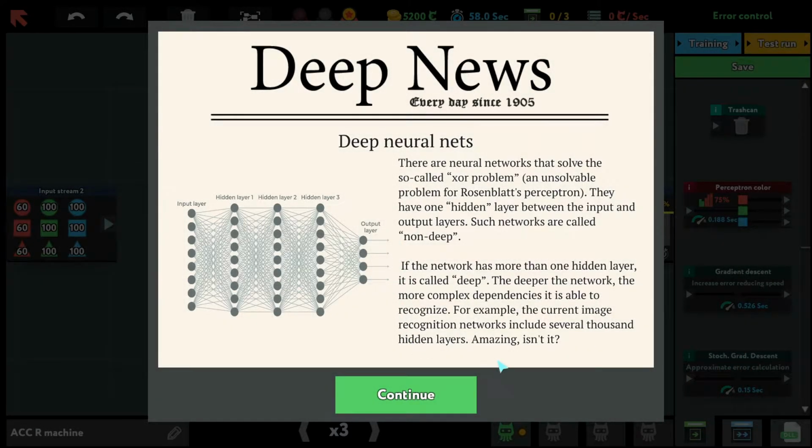Alright, deep neural nets. There are neural networks that solve the so-called XOR problem, an unsolvable problem for Rosenblatt's perceptron. They have one hidden layer between the input and output layers. Such networks are called non-deep. If the network has more than one hidden layer, it is called deep. The deeper the network, the more complex dependencies it is able to recognize. For example, the current image recognition networks include several thousand hidden layers. Amazing, isn't it?